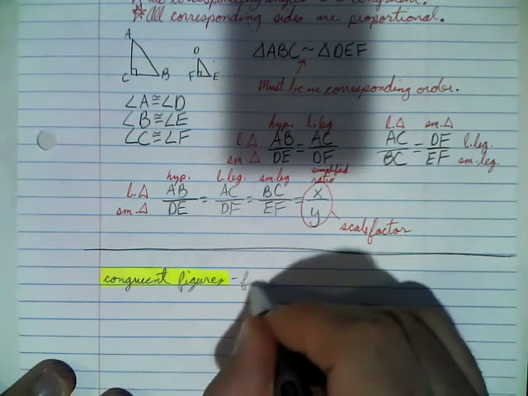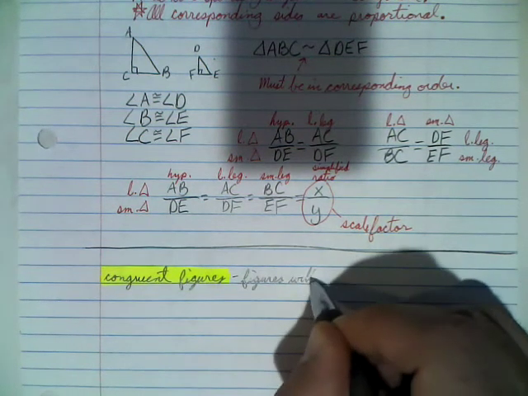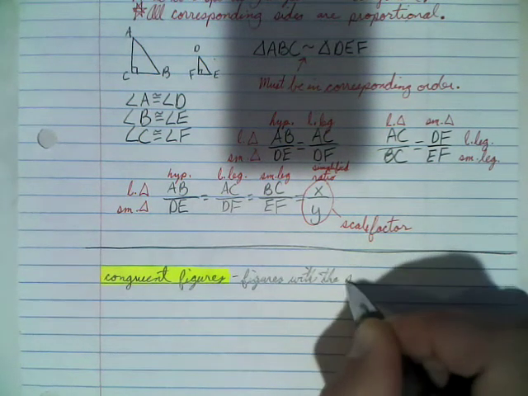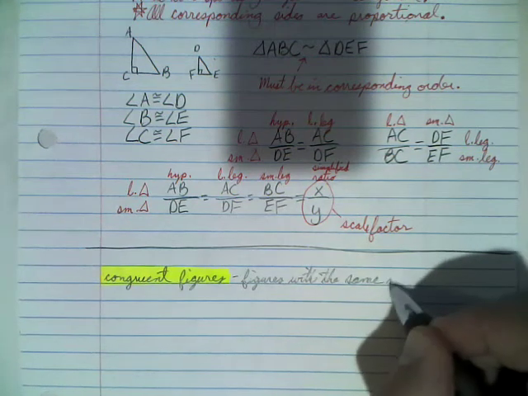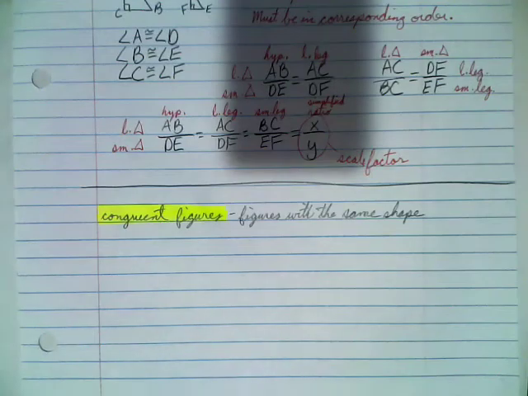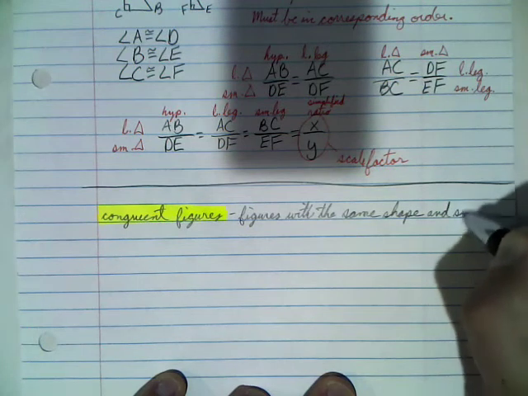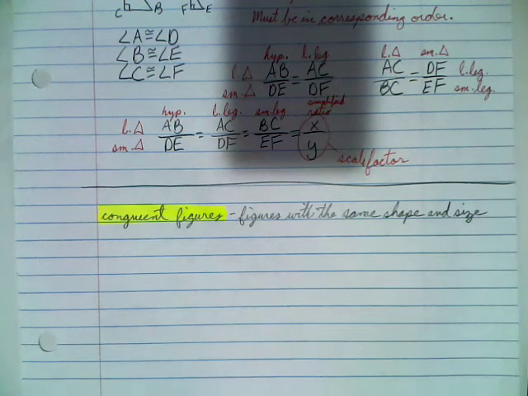Congruent figures are figures with the same shape. Because they have to have the same shape, this means that congruent figures actually are similar figures as well. However, they have one more condition. Not just the same shape, but also the same size. And so it has to be that they have the same size in order to be congruent.